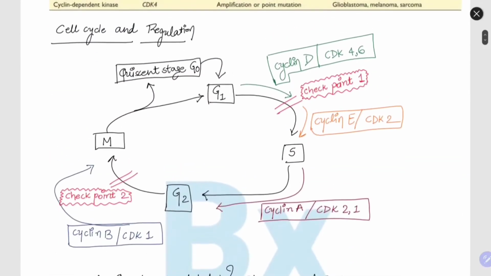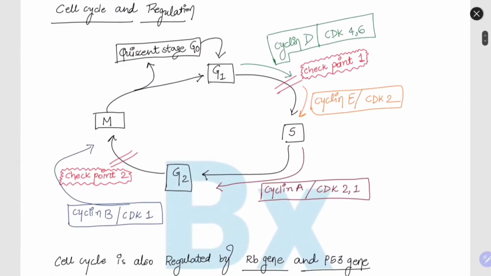Let us also talk a little bit about the cell cycle and its regulation. As we all know, there is checkpoint 1 between the G1 and S phase, which is regulated by cyclin D and CDK4 and CDK6, which promote the cell cycle to continue forward.